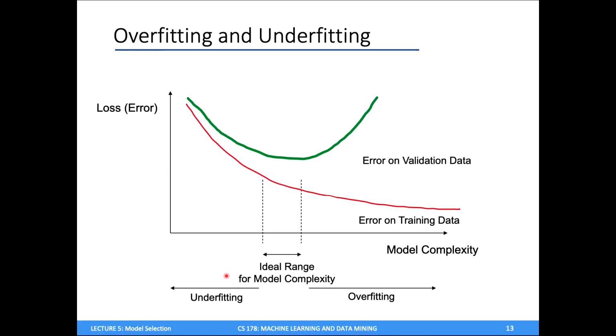On the left-hand side of this figure, you're underfitting if the error on both of your sets is quite high. You're in this overfitting regime if the error on your training data is low, but the error on your validation data is high. And somewhere in the middle here is the ideal range for model complexity. Generally this graph isn't super useful in practice to actually assess over and underfitting, but it's good to keep this concept in mind.